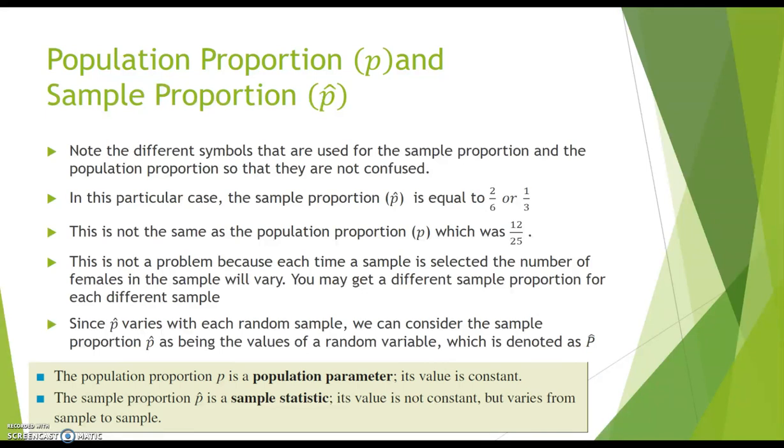So by definition, the population proportion P is a population parameter, and its value is constant. The sample proportion P hat, however, is known as the sample statistic. Its value isn't constant because it varies from sample to sample.